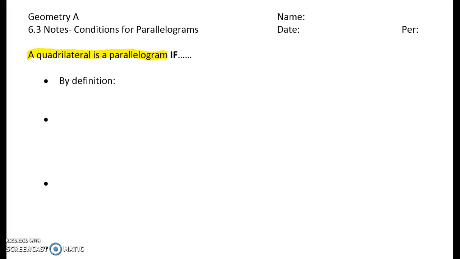So remember, by definition, a parallelogram has 2 pairs of parallel sides. So then we can reverse that and say, well, if a quadrilateral has 2 pairs of parallel sides, then it must be a parallelogram. So that's our first condition for a parallelogram.